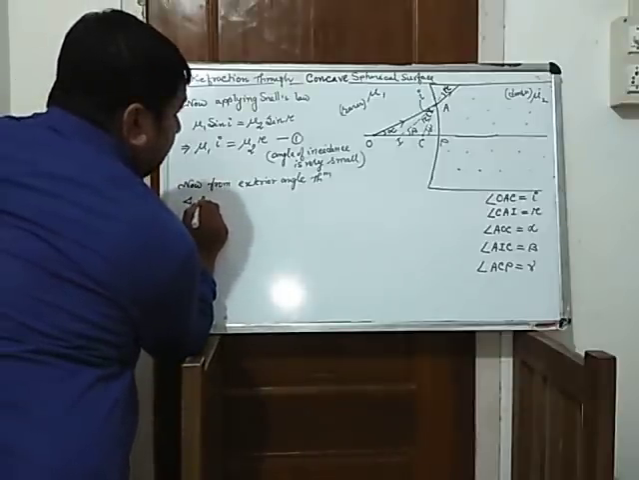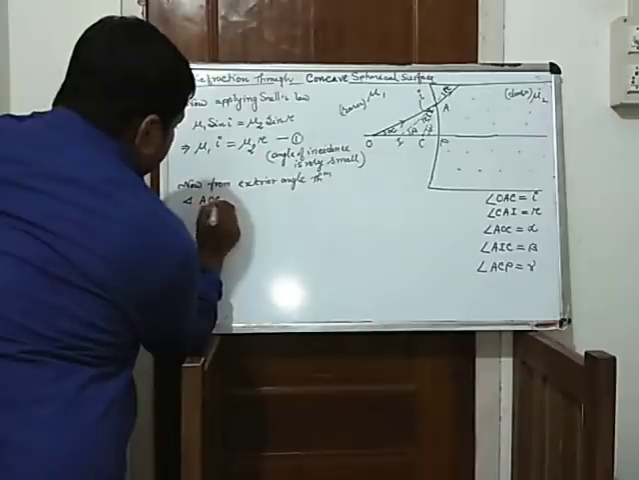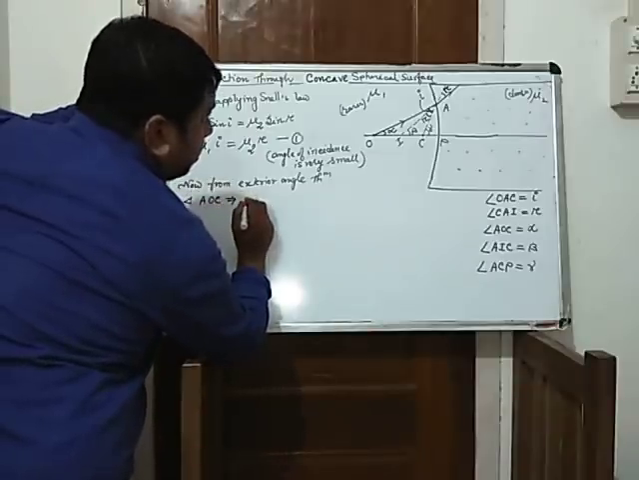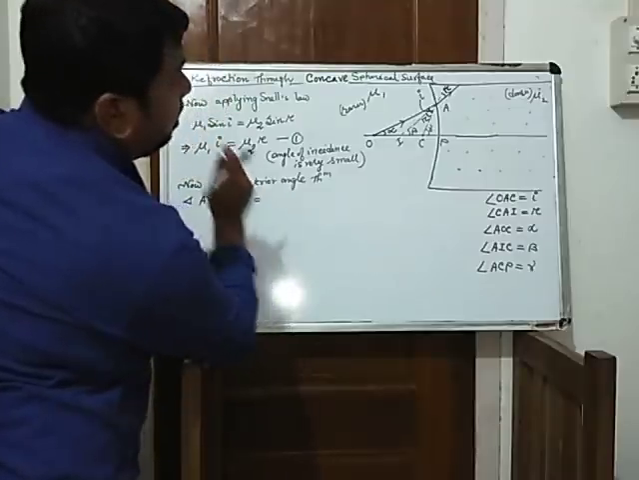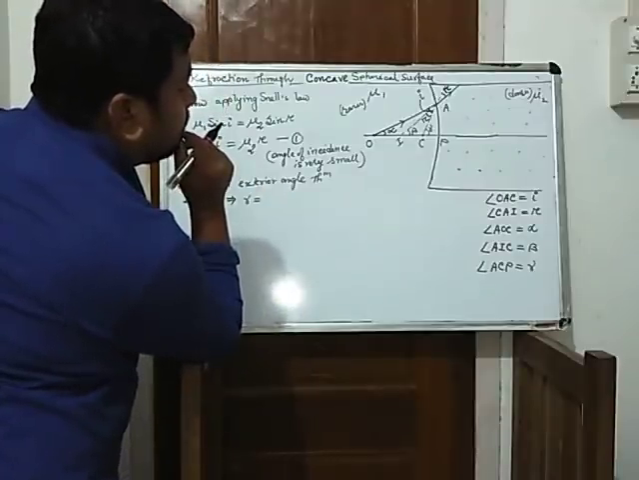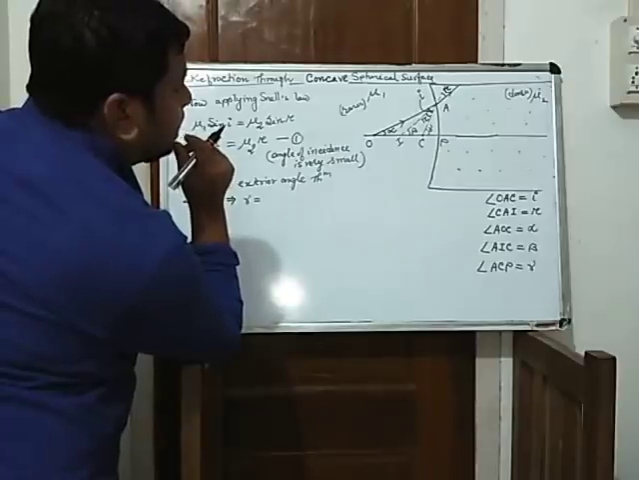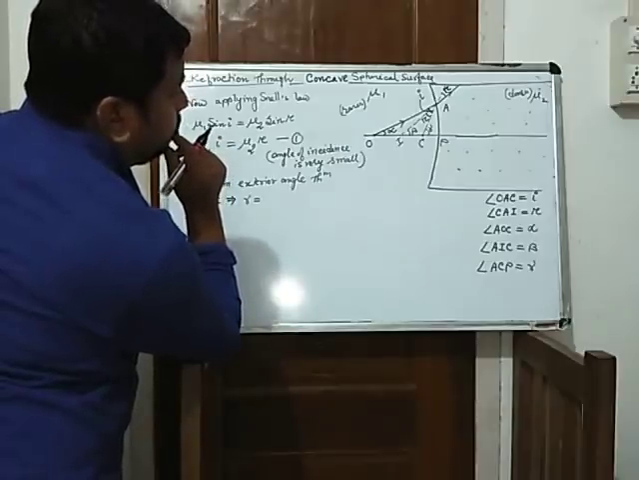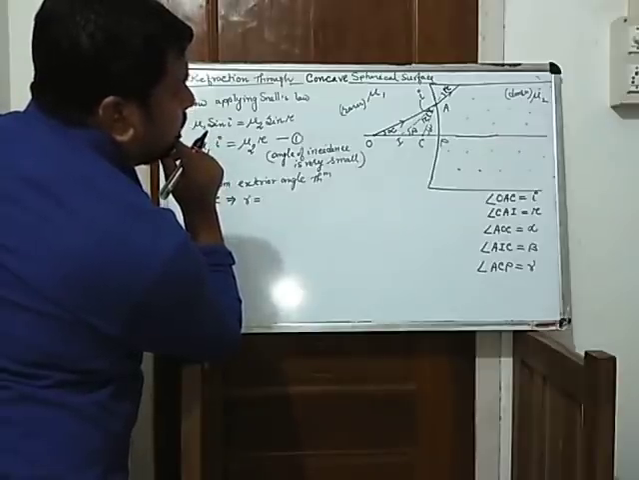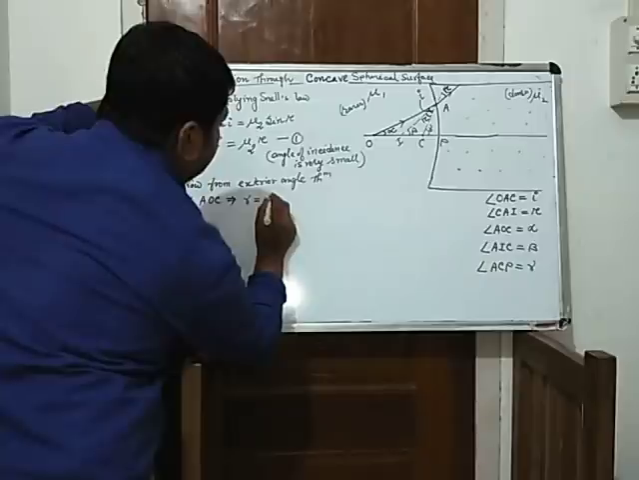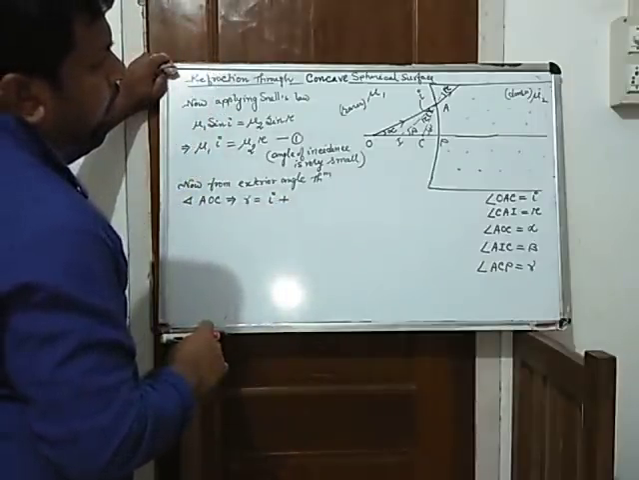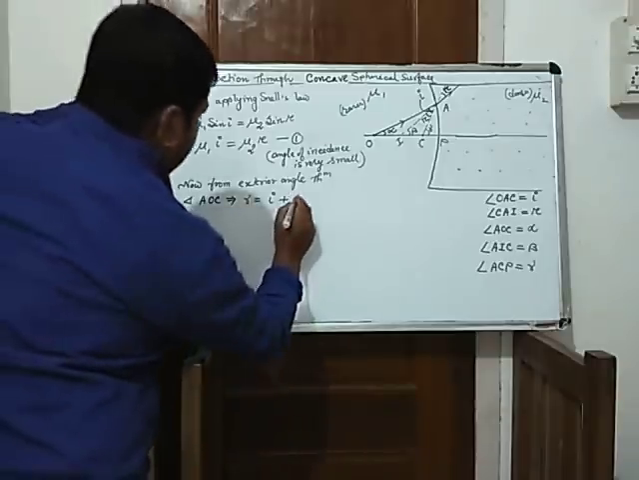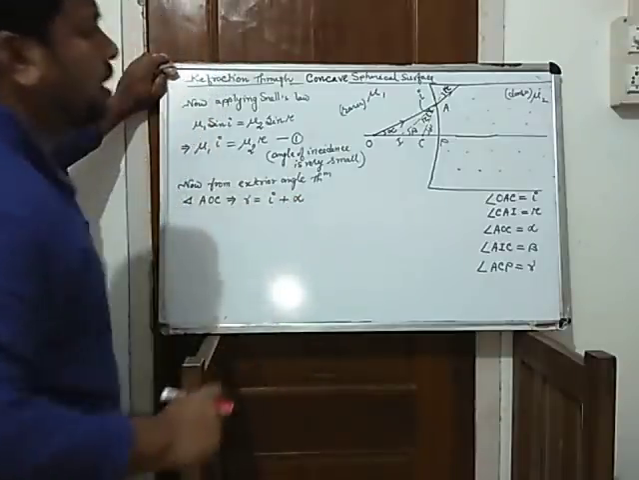From triangle AOC, gamma equal to angle OAC plus angle AOC. Gamma equal to OAC, that means i, plus AOC, that means alpha. So gamma equal to i plus alpha.